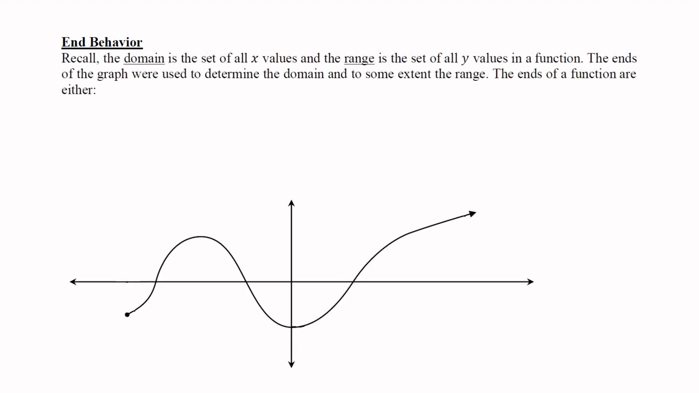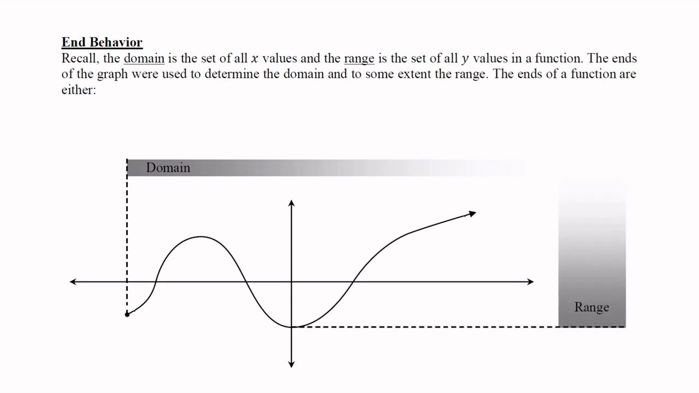So recall, the domain is the set of all x values, and the range is the set of all y values in the function. The domain in this graph is bounded on the left, but it goes infinitely to the right in the positive infinity direction. The range is bounded by the bottom of the graph, but it is also going infinitely up in the positive infinity direction.